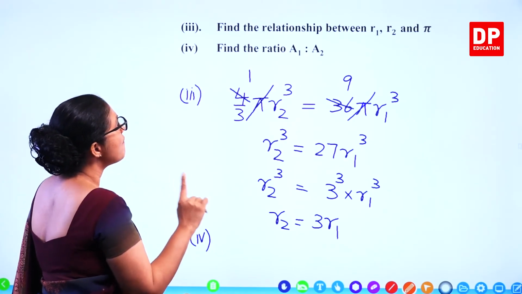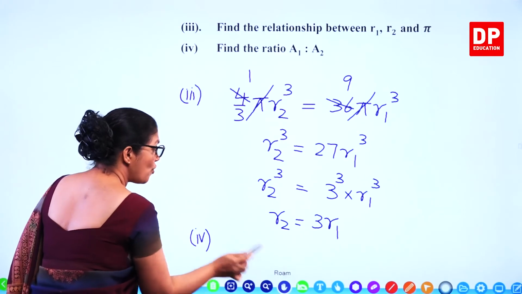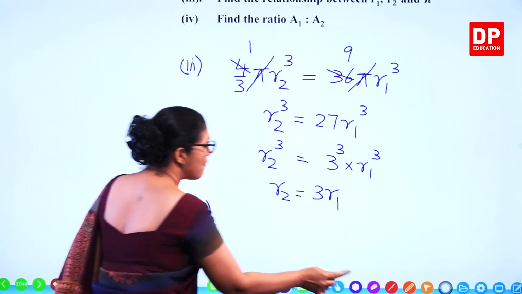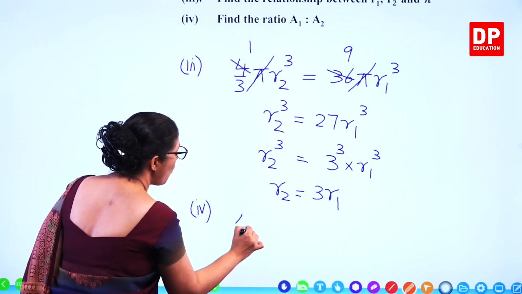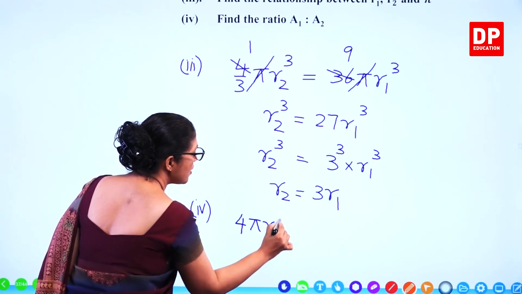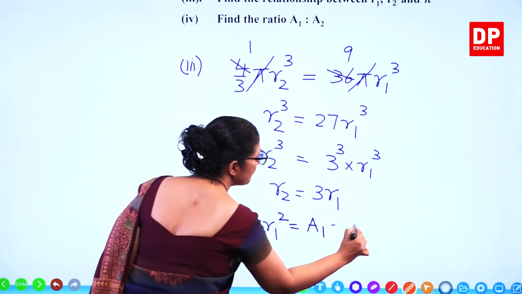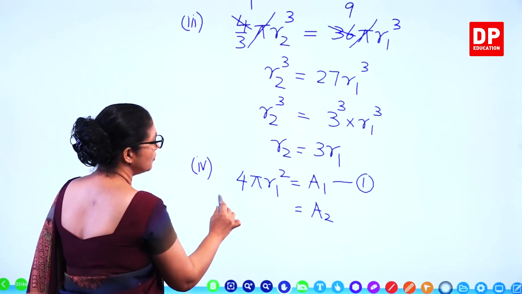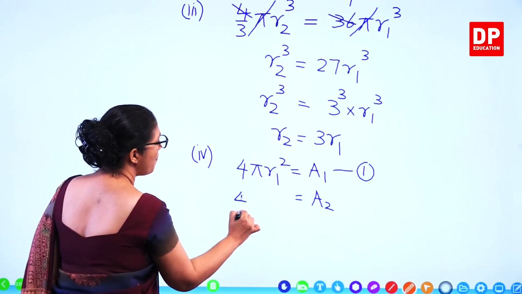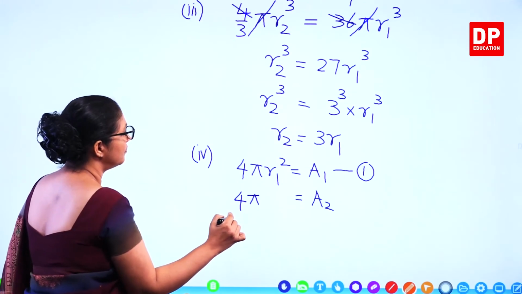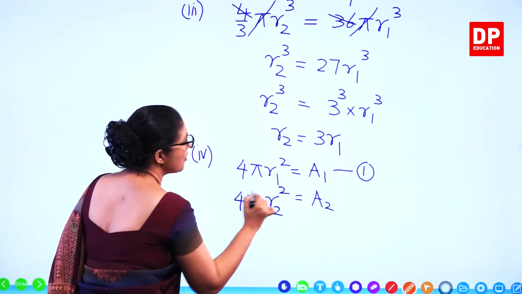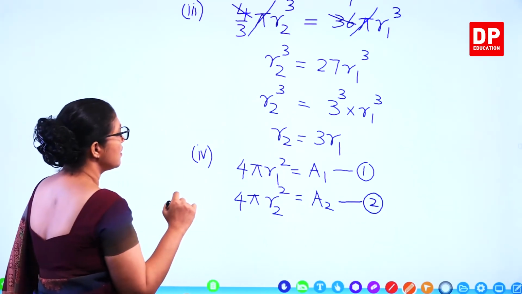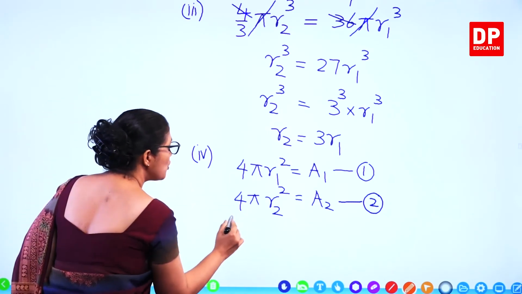What's the fourth part? Find the ratio A1 to A2. Ratio means the areas, the surface area, the curved surface area. So what's A1? 4 pi R1 squared is A1. What's A2? 4 pi R2 squared. This is the second equation. Now we need to find out the ratio between A1 and A2.